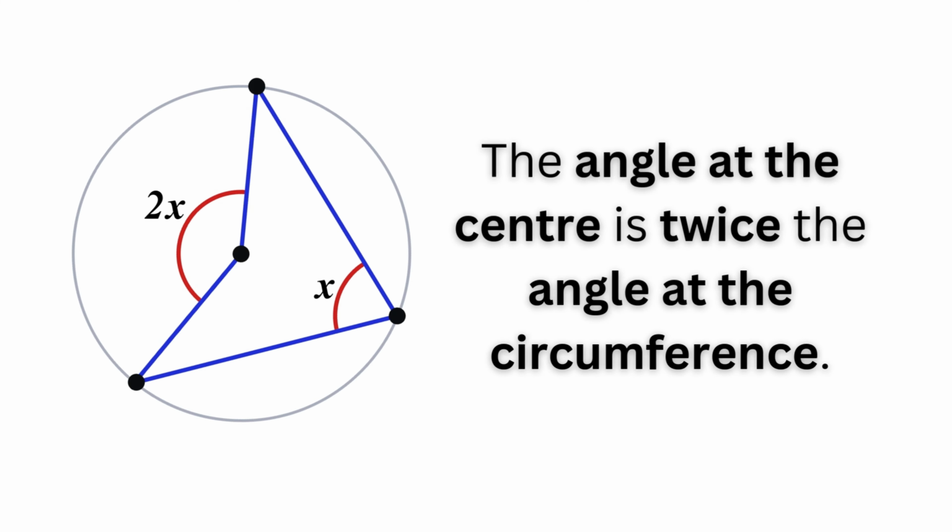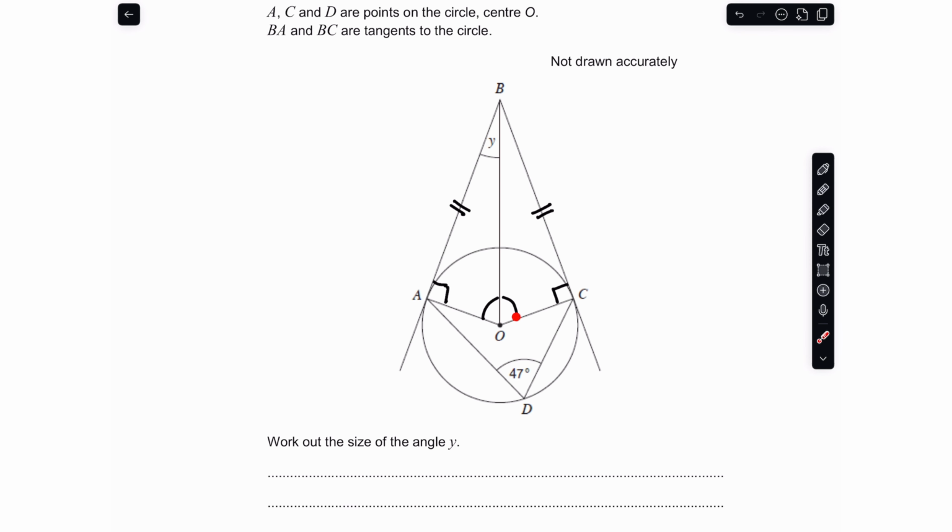The angle at the center is twice the angle at the circumference. So that means that this angle here, angle AOC, is double angle ADC, 47 degrees. However, given that these two angles are equal, we can simply state that this angle is 47 and this angle here is 47. All right, so 47 degrees and 47 degrees.